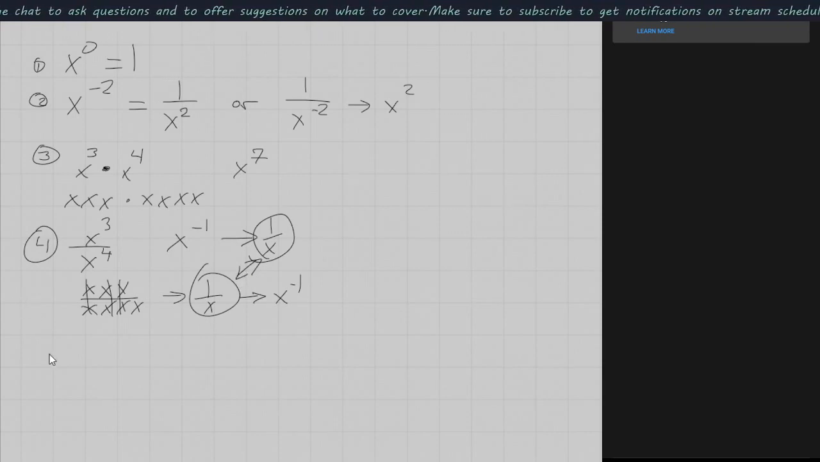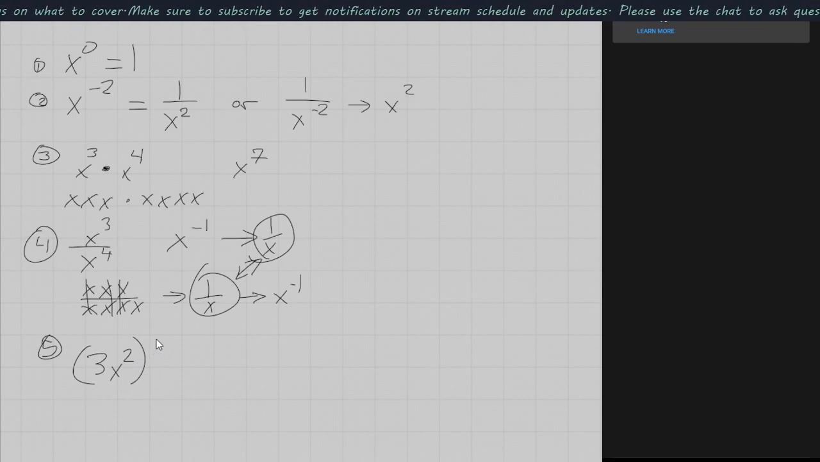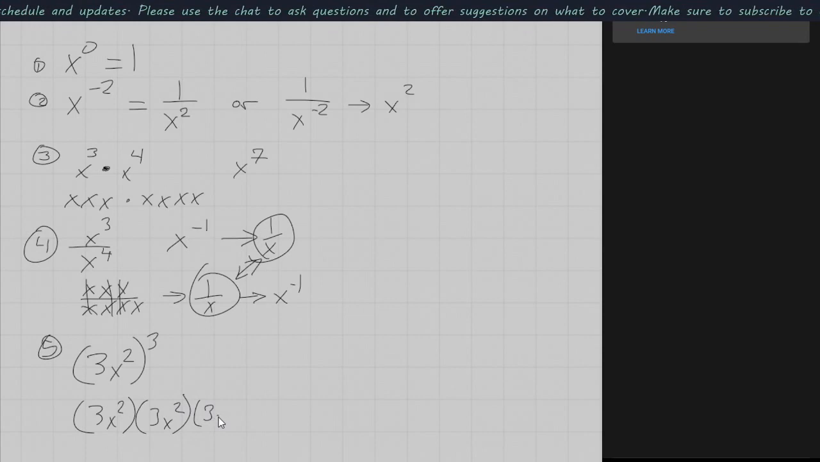And then the fourth thing that we learned, which I'm numbering as number 5 this time, is when we raise a power to a power. If you had something like 3x squared to the 3rd, the most common mistake was to multiply your coefficient and the exponent. That is not the situation that's occurring here. This is like saying 3x squared times 3x squared times 3x squared. It's the group multiplying itself 3 times.